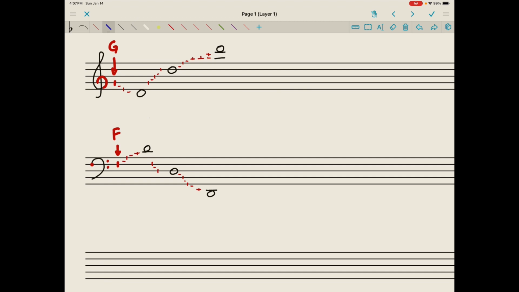So this first D we have here in the bass clef would sound like this. Our next D would sound like this. And our lowest D that I've written here will sound like this.